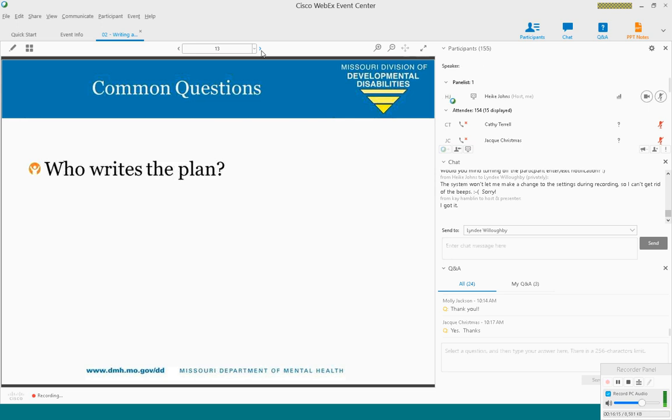So who writes the plan? The simple answer to that question is anybody. It depends on the planning team. I would suggest deciding ahead of time who's going to write it down. It could be the service coordinator, the professional manager, or the behavior provider. It really doesn't matter. Anybody can write down the plan as long as somebody writes it down.